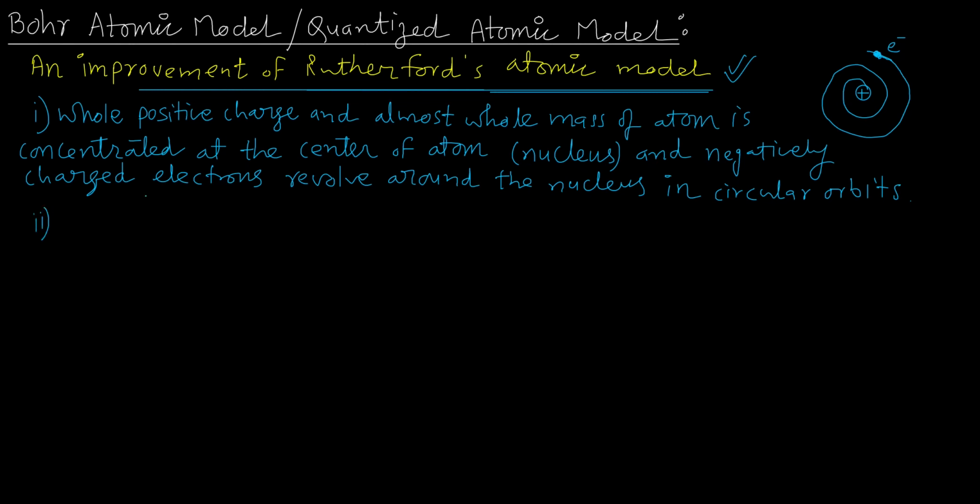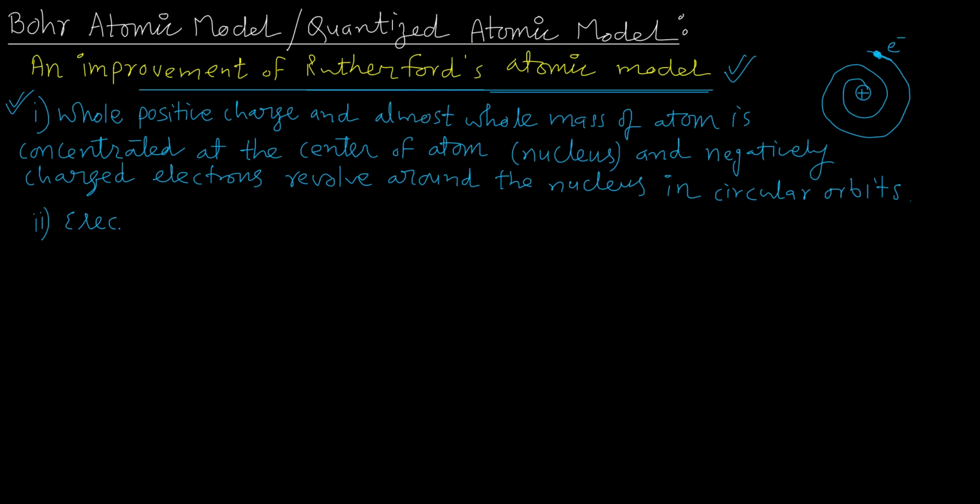The next point added by Bohr was, if you remember, Rutherford did not mention anything special about the circular orbits. According to Rutherford atomic model, there can be any circular orbit around the nucleus in which electron can revolve. He didn't put any restriction on the orbit. There can be infinite number of orbits anywhere around the nucleus. But Bohr put some restriction on the orbits. Bohr model says that electrons do not revolve in any of the circular orbits.